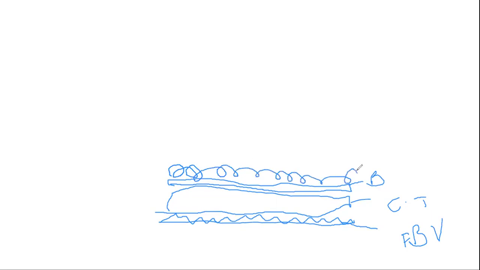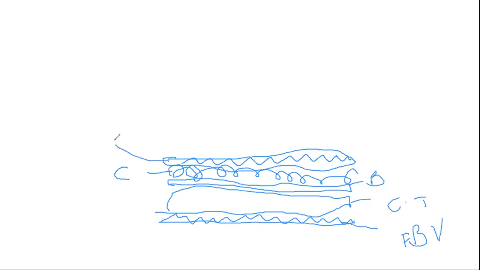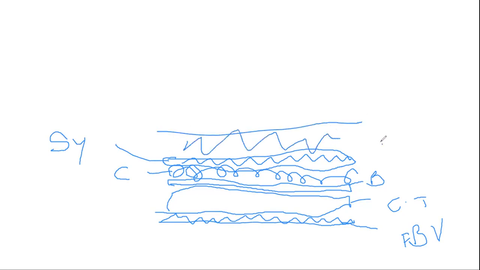This is the cytotrophoblast. If the cytotrophoblast is the inner layer, what is the outer layer here? It is the syncytiotrophoblast. Then comes the maternal blood, the maternal blood vessel. So this is the placental barrier.